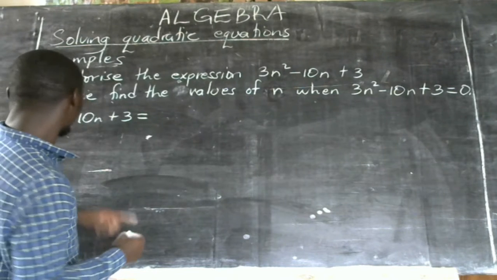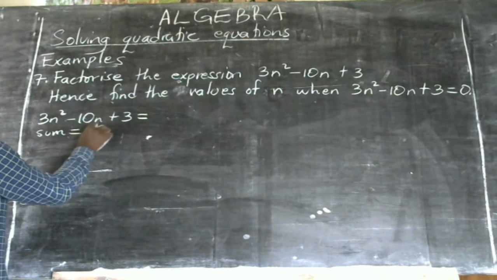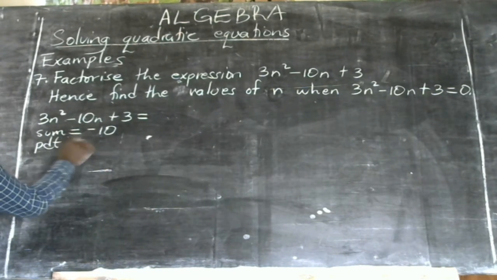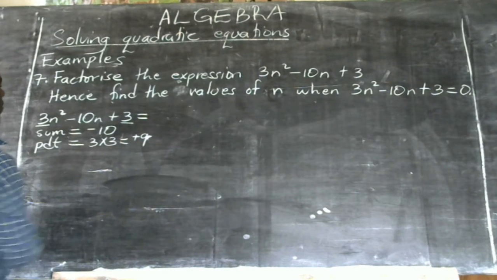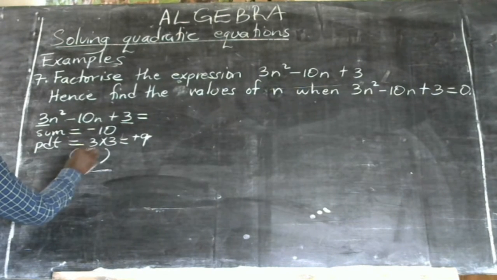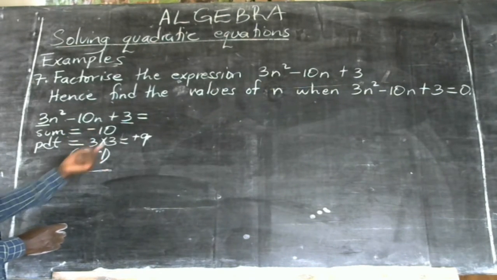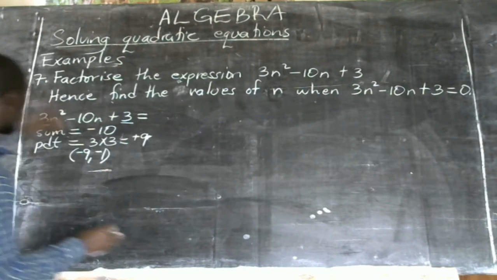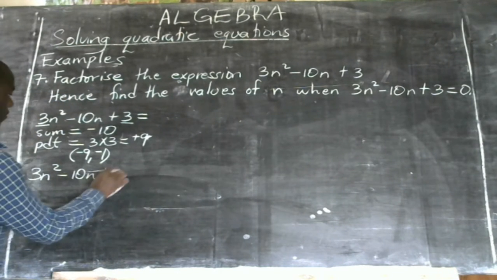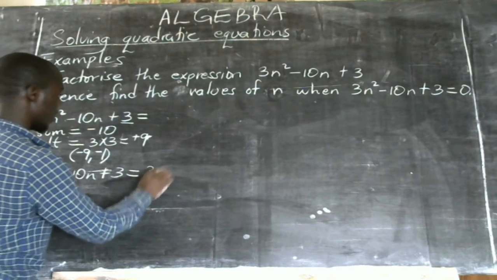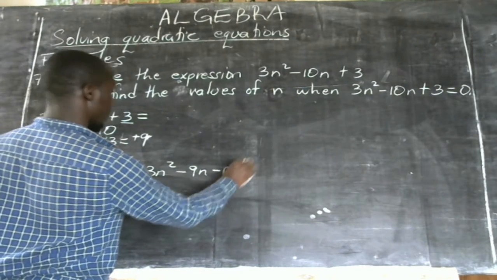So factorizing the expression, we said you need to identify the sum and the product. Sum is equal to negative 10. Product is equal to 3 times 3 there, you get positive 9. The factors there become negative 9, negative 1. When I add them, I have negative 10. When I multiply, I have a 9 there. So I substitute them here where there is the sum. This one is going to be equal to 3n squared minus 9n, then minus n plus 3.